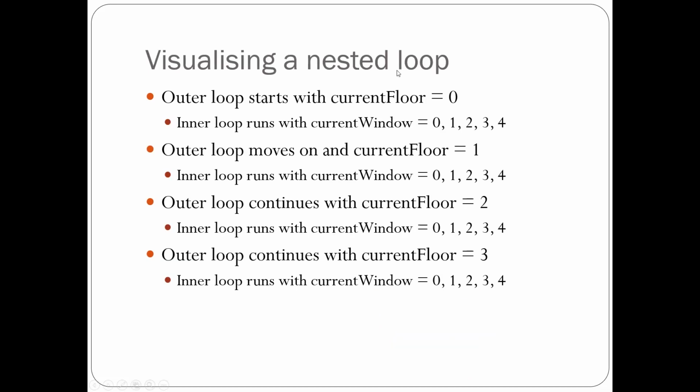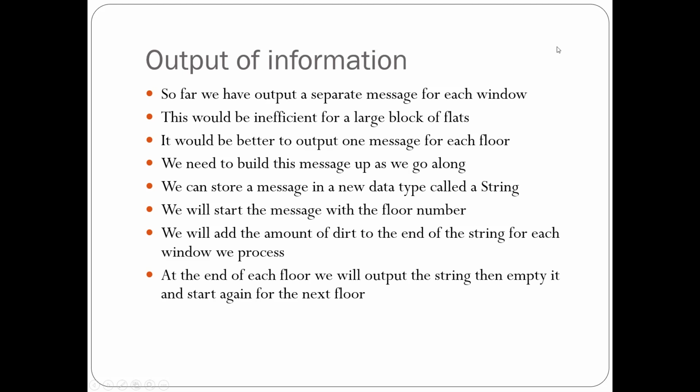So if you visualize the visitation of each window, we start on floor 0 and go to windows 0, 1, 2, 3, 4. Then we go up a floor and visit windows 0, 1, 2, 3, 4. Go to floor 2 and visit windows 0, 1, 2, 3, 4. And then go to floor 3 and visit windows 0, 1, 2, 3, 4. Then what we're going to do is output a message for each window.